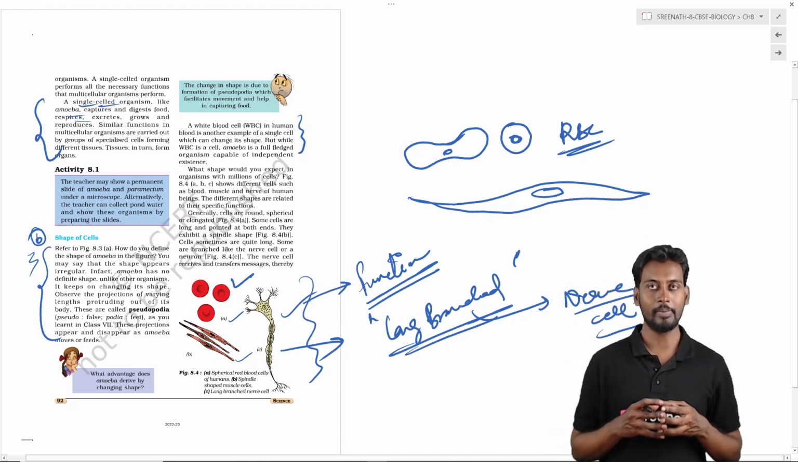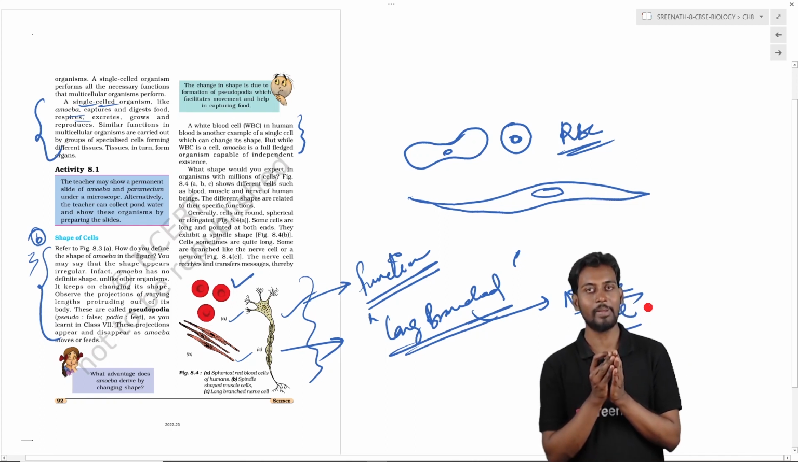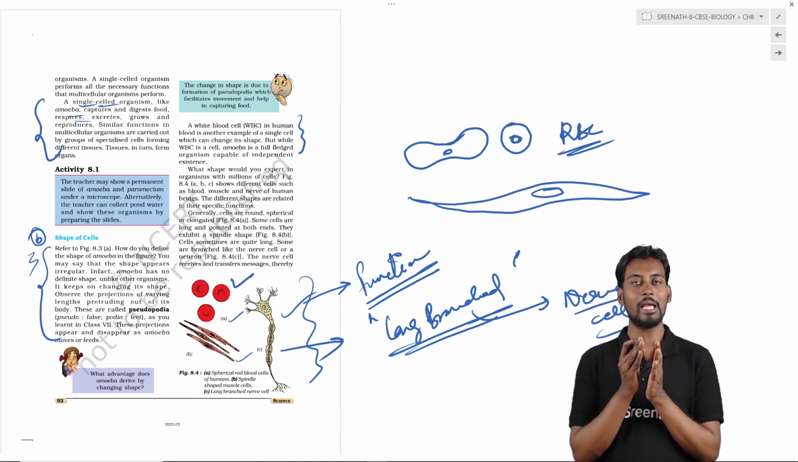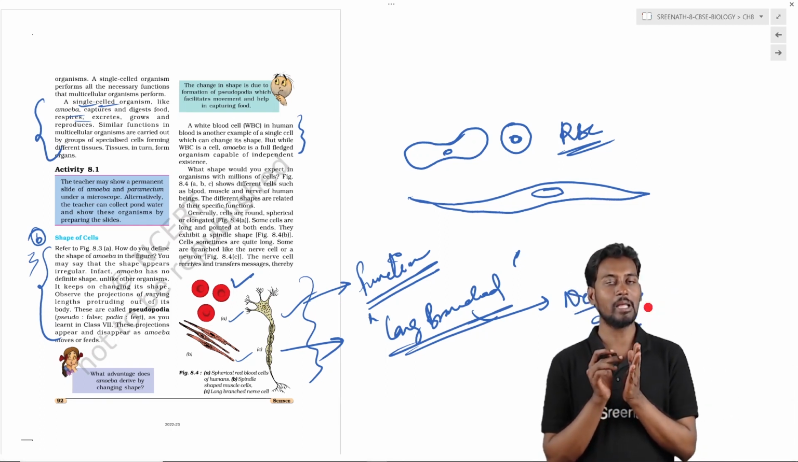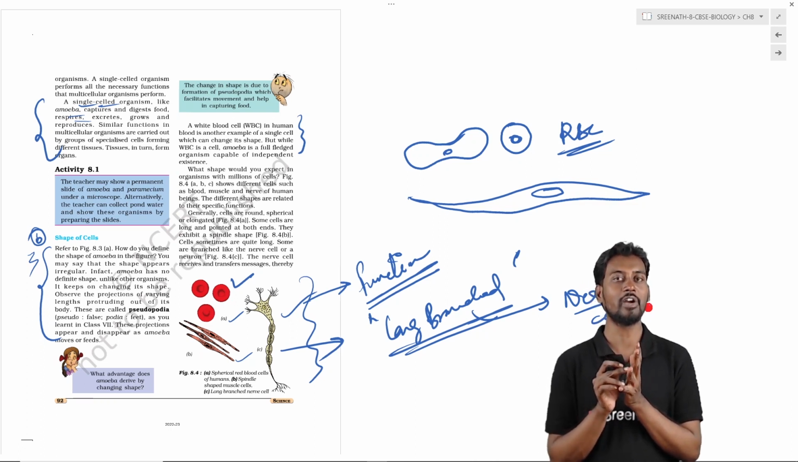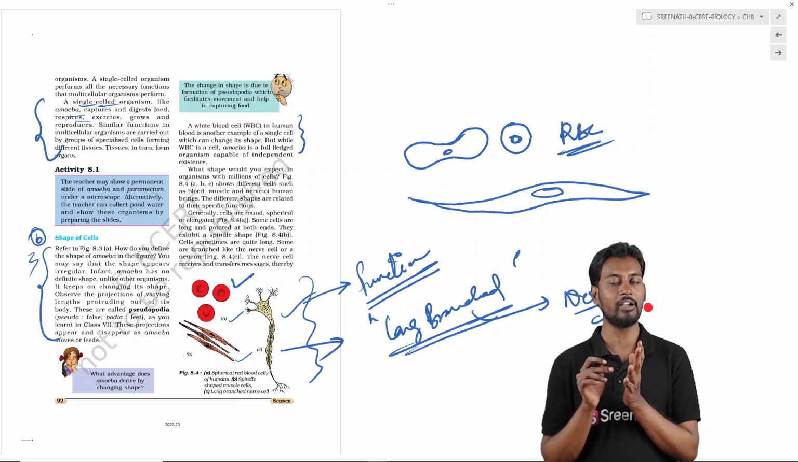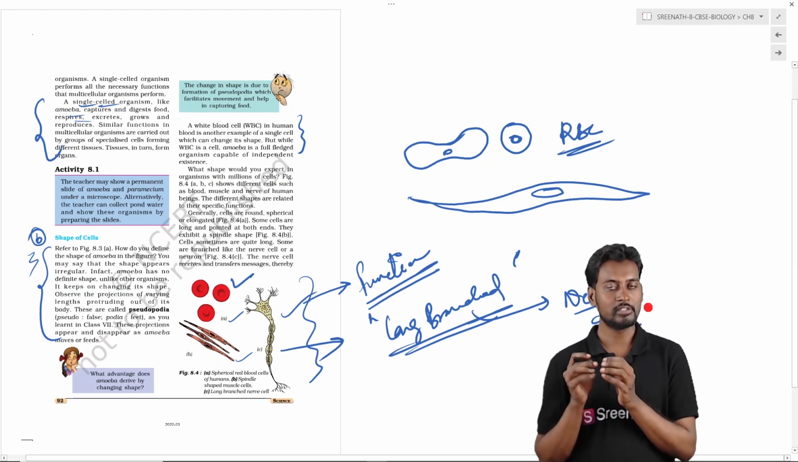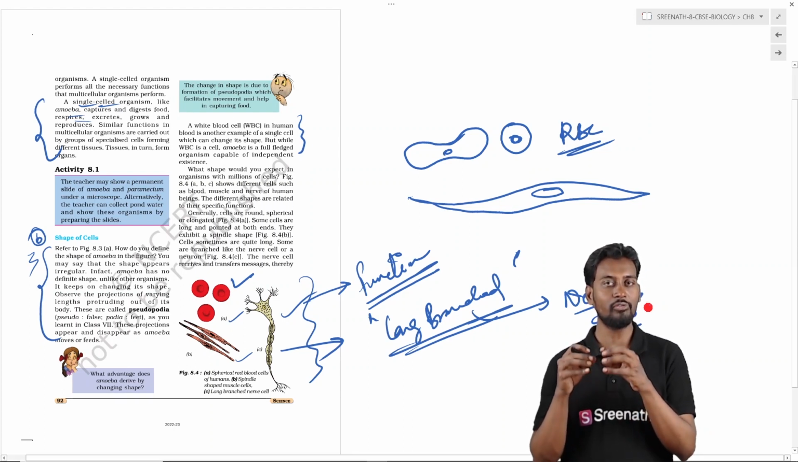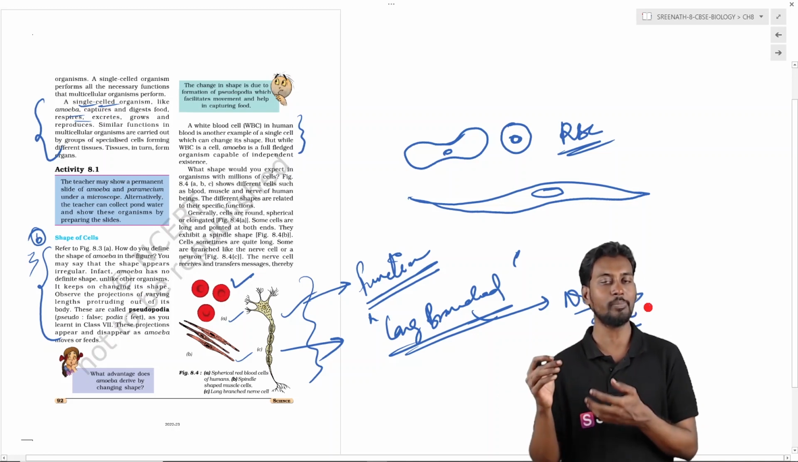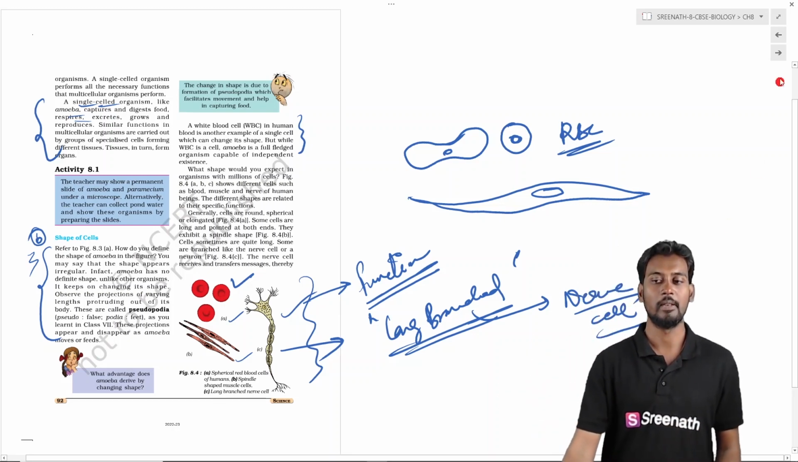Basically, the shape, structure and appearance of the cell. The structure and appearance of the cell is correlated with the function of the cell. So the function of the cell is correlated with the structure, because the structure is the one which has the full validation to perform a particular specific function of the cell.